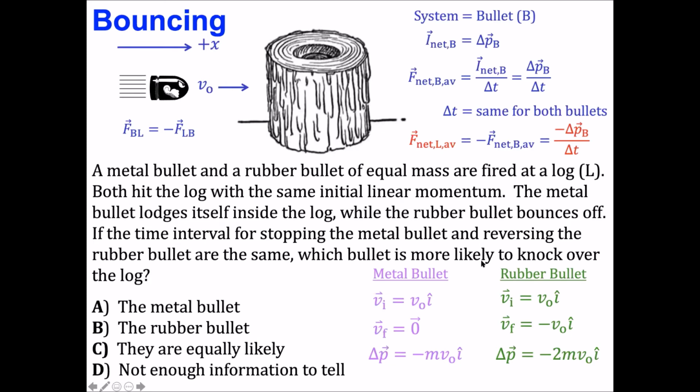Thus, that larger net average force that the log experiences from the rubber bullet is going to make the rubber bullet a lot more likely to knock over the log than the metal bullet. So bouncing definitely has a significant impact in these types of interactions of, in this case, a bullet with a log.